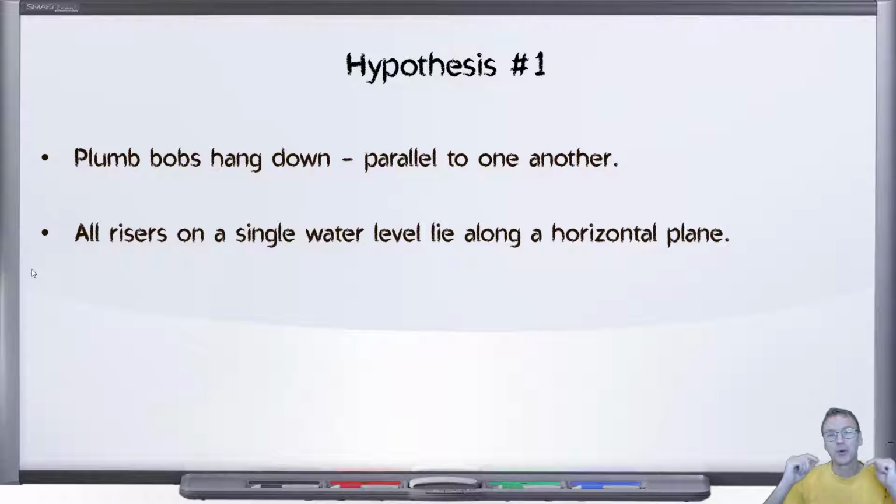For this exercise, we will be working with hypothesis number 1. Hypothesis number 1, once again: plumb bobs hang down parallel to one another, and all risers on a single water level lie along a horizontal plane.